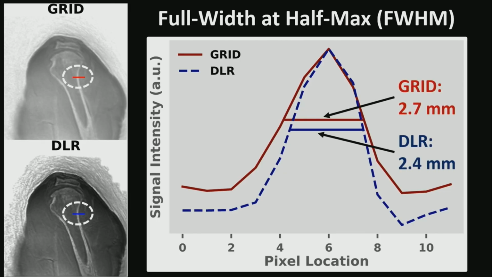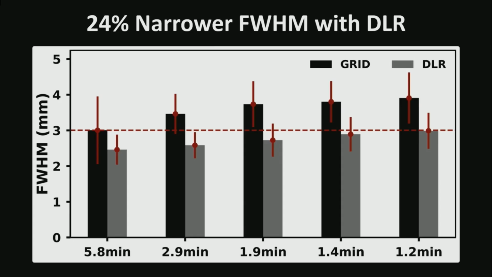To quantify full width at half maximum, we can see that deep learning reconstruction has a narrower full width at half maximum, which means that it retained higher resolution compared to the gridding counterpart. On average, on all of the subjects who participated, we do see 24% narrowing of full width at half maximum with DLR compared to the gridding counterpart. More importantly, the 1.2 minute scan with deep learning has similar full width at half maximum to the 5.8 minute gridding reconstruction.